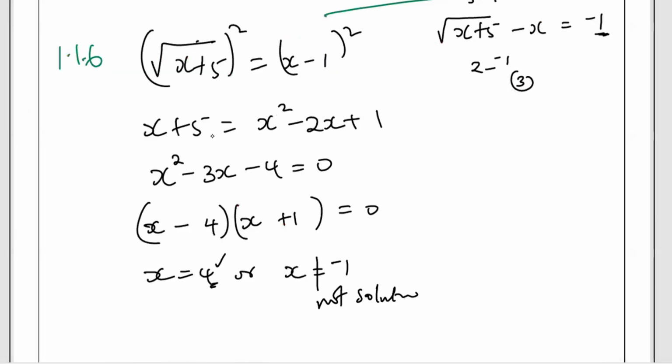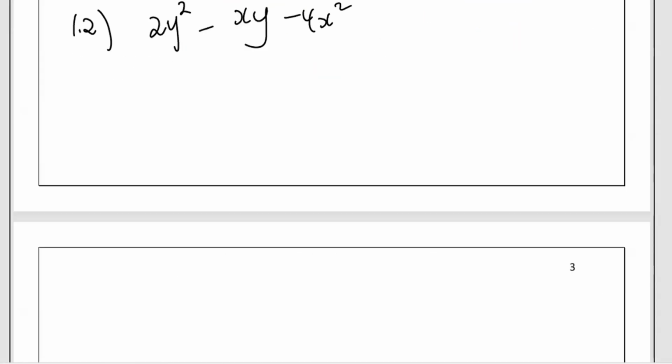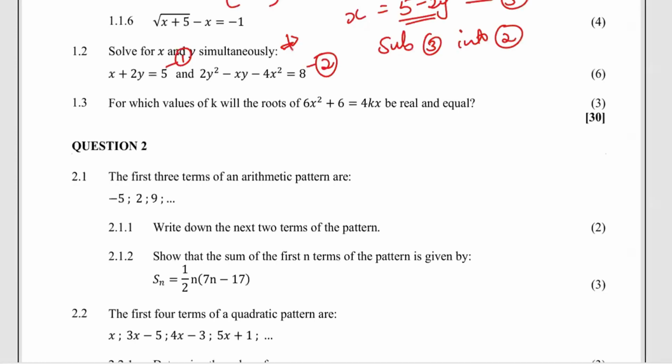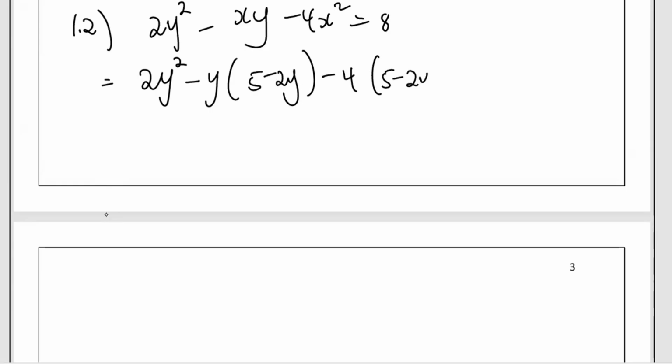So where I see x, I'll have 5 minus 2y. My second equation I'll write this side: 2y squared minus xy, and then minus 4x squared is equal to 8. That was rather the second equation. Let's substitute and see. So 2y squared minus y into 5 minus 2y, minus 4 into 5 minus 2y squared. I can push the 8 that side and have a 0 there.